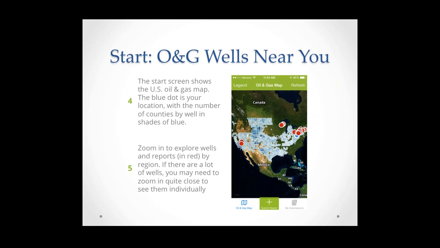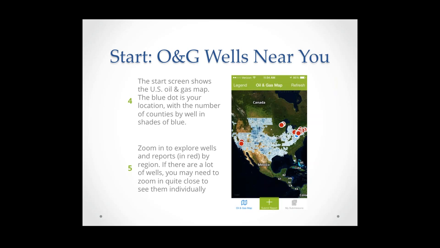Zoom in to explore wells and reports by region. Now, if there are a lot of wells, you may need to zoom in quite closely to see them individually. Place two fingers on the map and separate them to zoom in. And to zoom out, you just pinch your fingers. This is similar to how Google Maps would work on your smartphone.